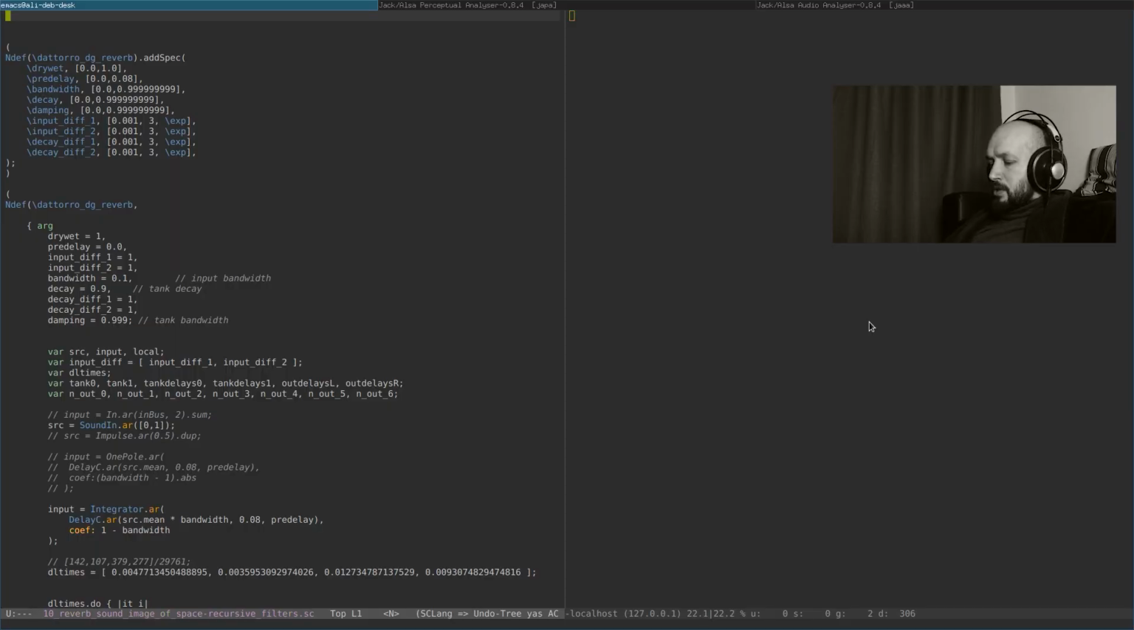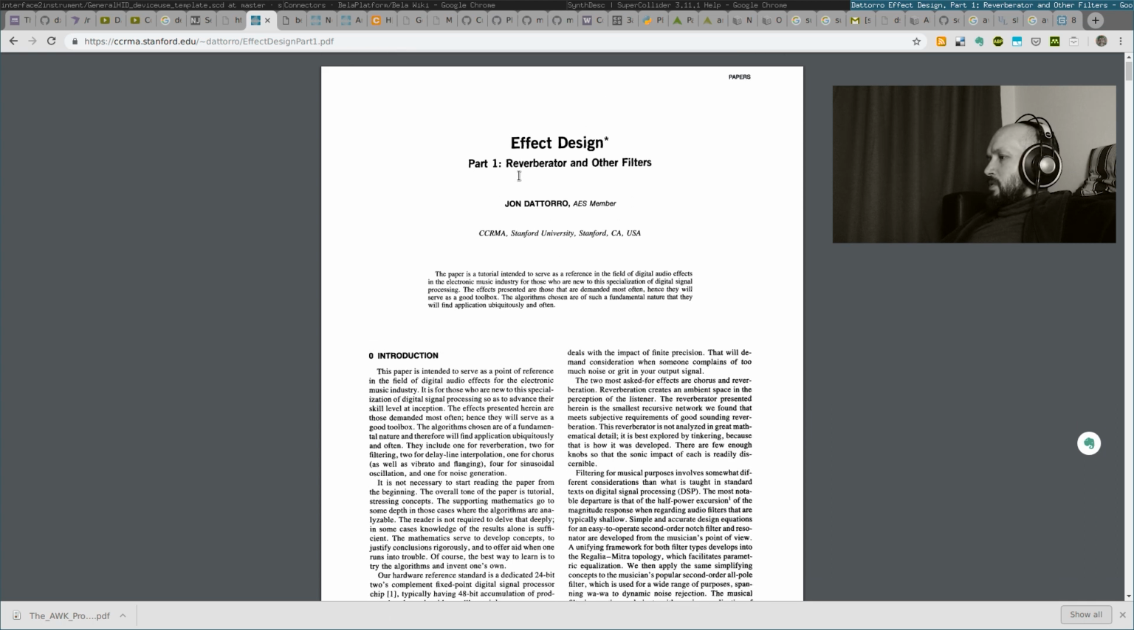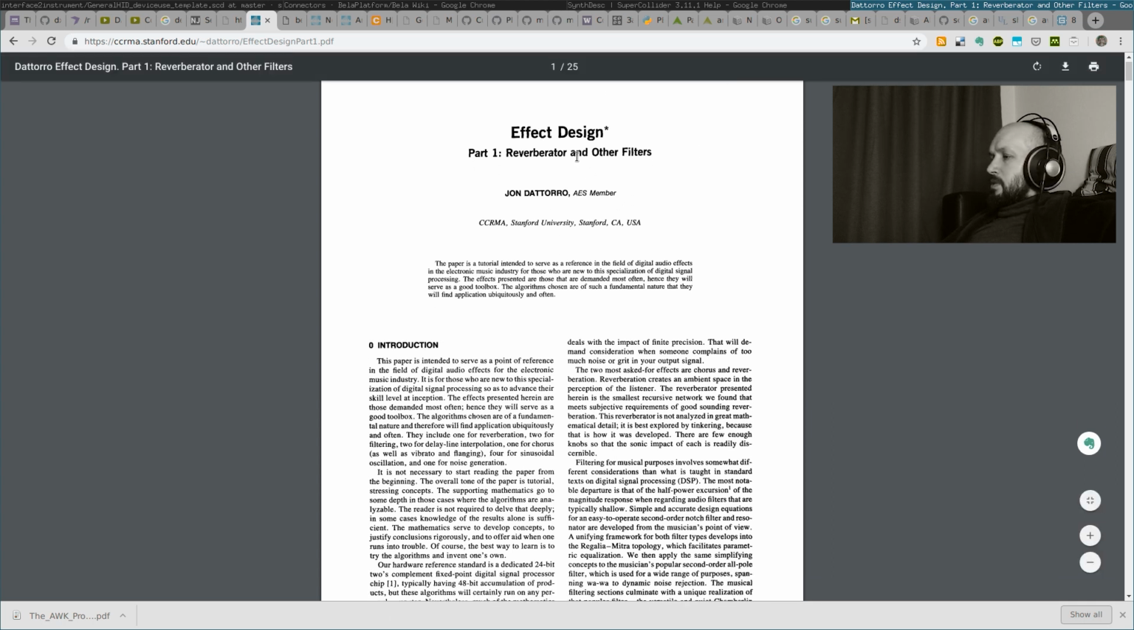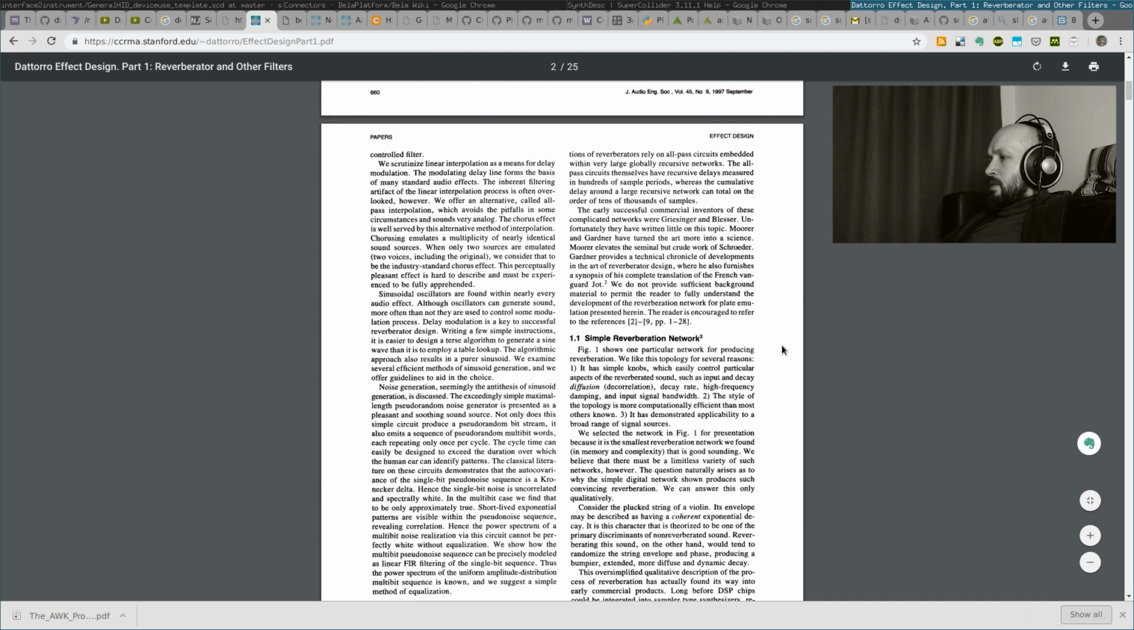In the previous video I was talking about the convolution approach, or finite impulse response filter based approach, to sound image of space synthesis. And so in this one I want to talk about the recursive filter based approach and focus on this nice paper by Jon Dattorro called Effect Design, Reverberation and Other Filters. This is a rather old work.